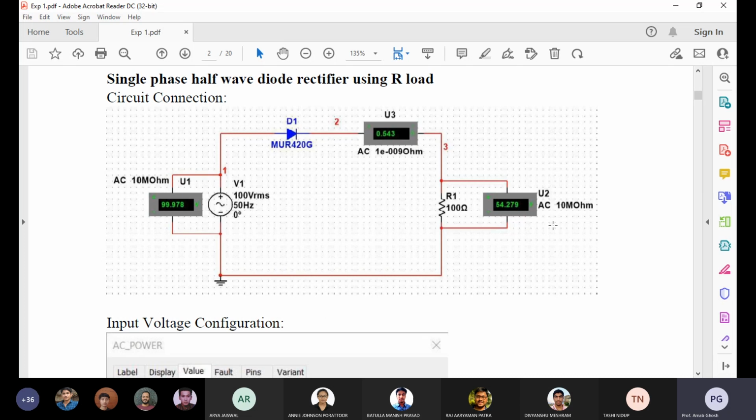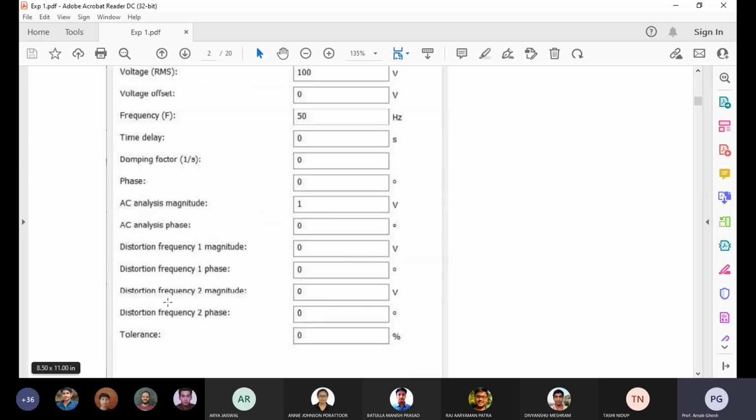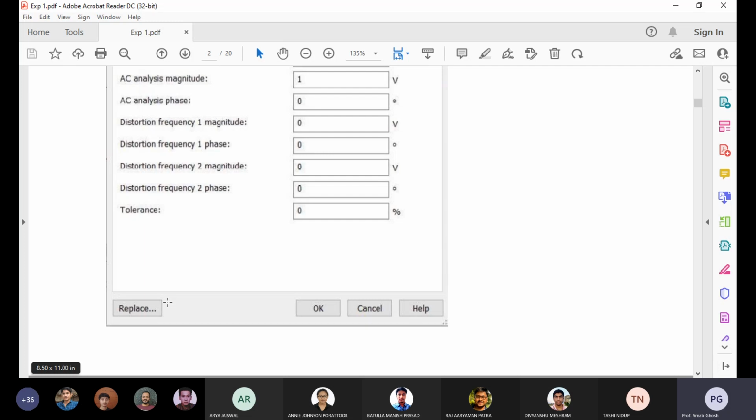Then the efficiency calculation. You can calculate the average P out, and P in RMS is already there, since the input is AC. So you can also calculate the efficiency. You can prepare the observation table with 10 samples of changing resistance.